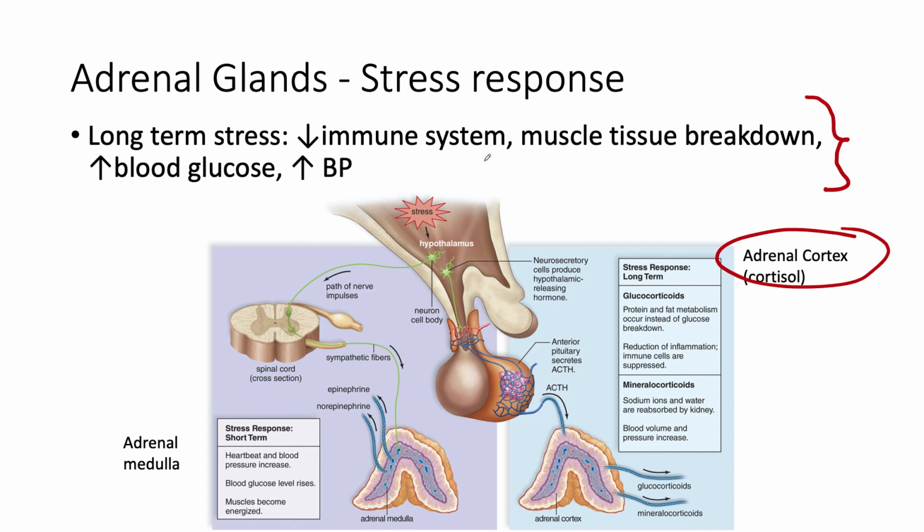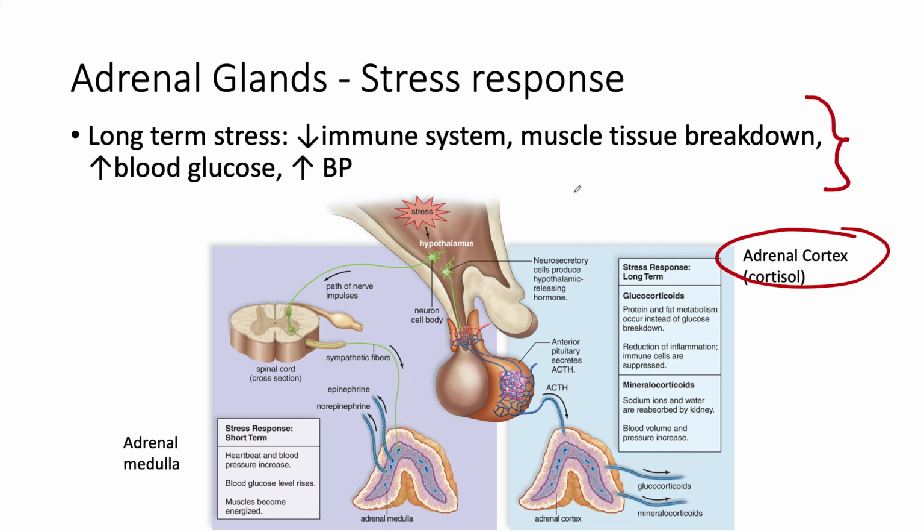Downregulating the immune response can leave you vulnerable to infection, and having a lot of glucose in your blood can leave you susceptible to diabetes and basically gaining weight, as well as high blood pressure or hypertension, which is not good for your vessels either. So the long-term stress response and high cortisol levels are not great for you.